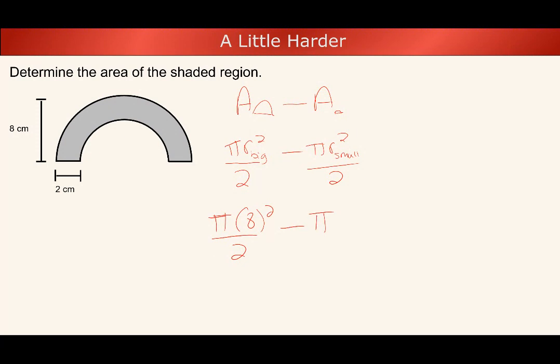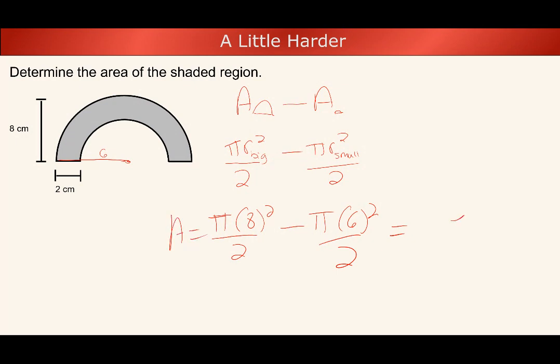Minus pi. Now, what would be the radius of the small circle? If the big circle has a radius of 8 and my little shaded area has a length, I want to say, of 2, then that means the small circle has a radius of 6. Now, this can all be typed into your calculator in one step, I think.